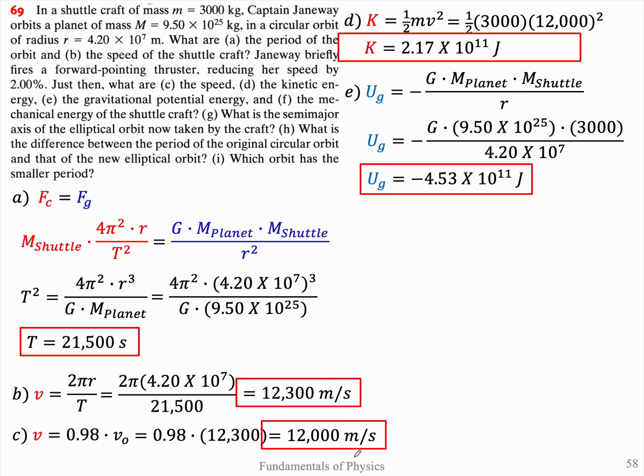F, what's the total mechanical energy? Well, that's the sum of the kinetic and gravitational potential energy. Just adding those two numbers together gives us this. It's still negative because she's trapped in an orbit.